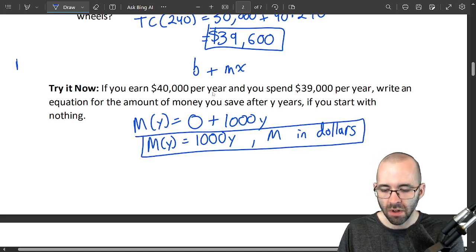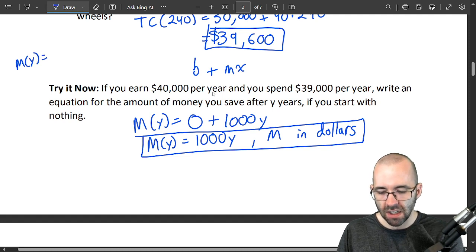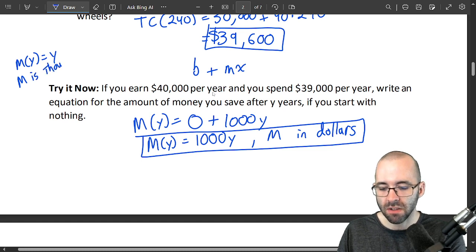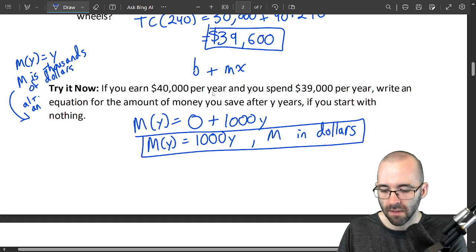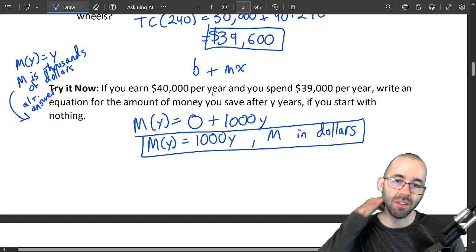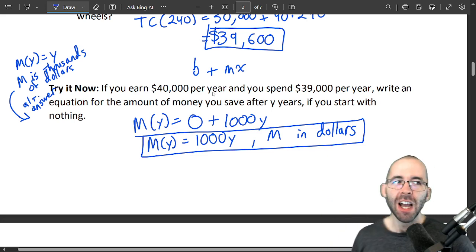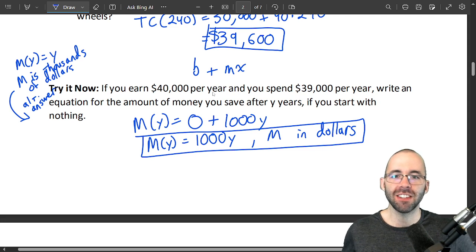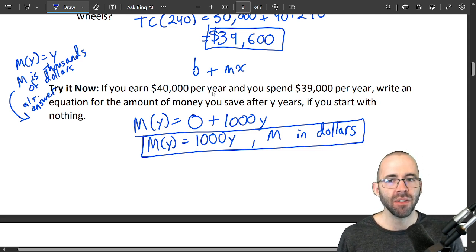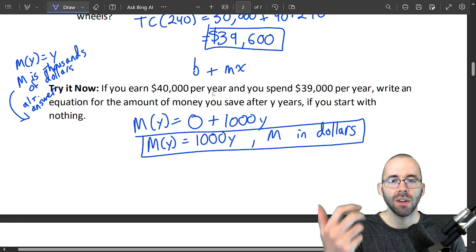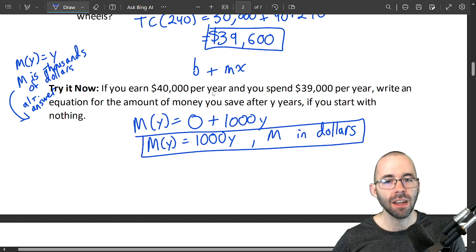Another answer, by the way, is you could have written M of Y is just equal to Y, where M is in thousands of dollars. So if you don't like writing zeros, this is another potential answer. And a lot of math people love doing things like this because we don't like writing anything. We don't like writing words. We don't like writing zeros. We love abbreviations. So that's why it's important to specify, because both of these equations are valid. But you do have to be clear about what units you're talking about.